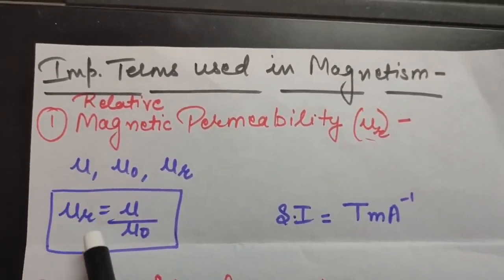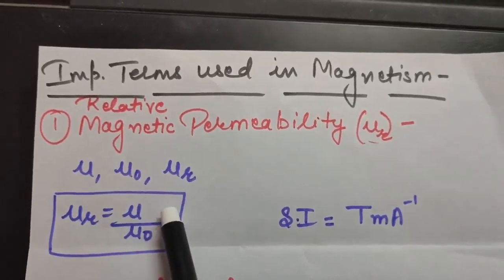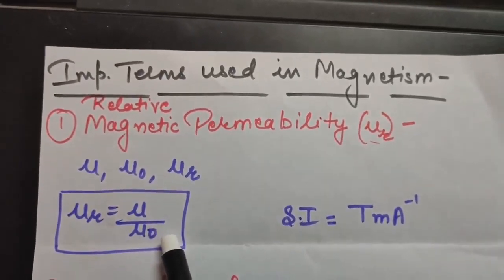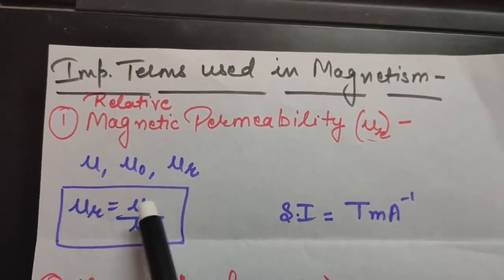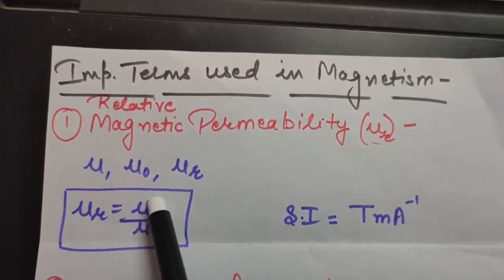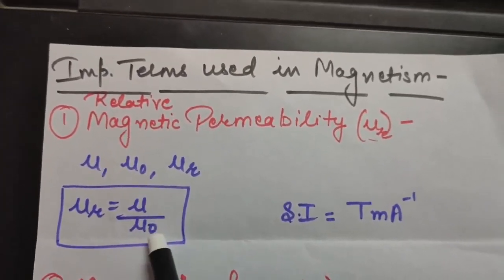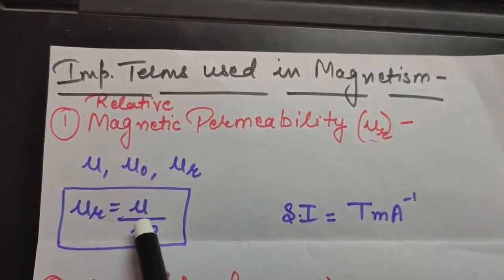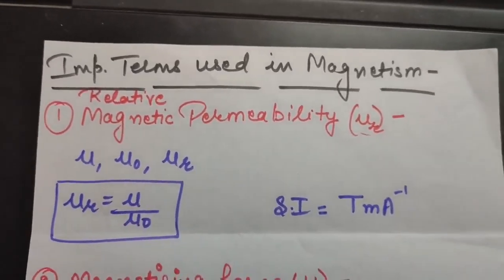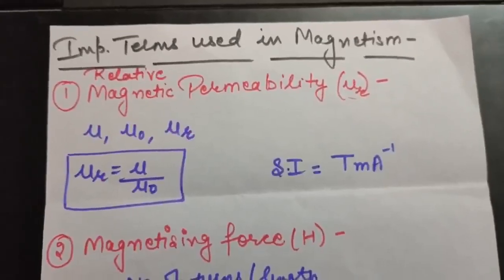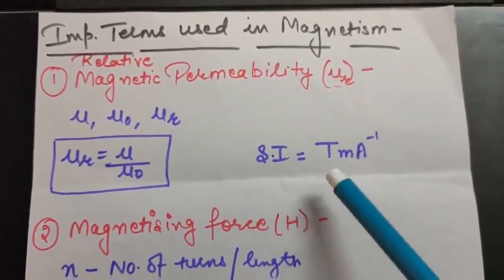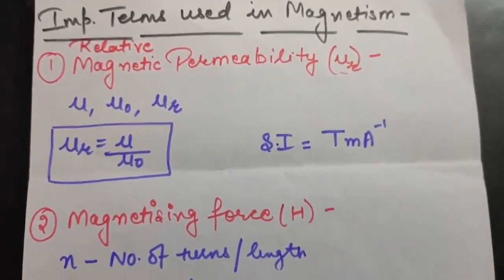So mu r, that is relative magnetic permeability, is defined as the ratio of mu upon mu naught. That is, it is defined as the ratio of magnetic permeability of the material in some medium to the magnetic permeability of the material in vacuum. Okay, and SI unit of magnetic permeability is Tesla meter ampere inverse.